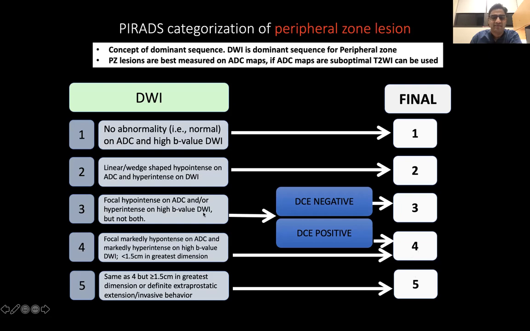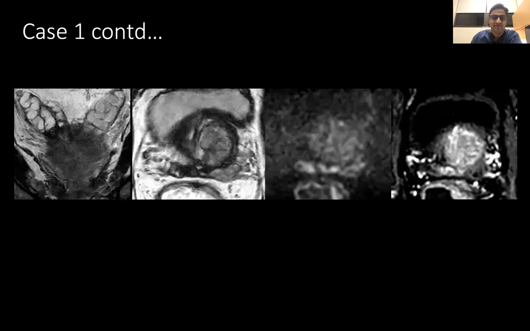The only time it gets bumped up is when the PI-RADS diffusion weighted category score is 3. When the DCE is positive, that's the only time it gets bumped up. So it's important to have very good quality diffusion weighted imaging, especially for the peripheral zone tumors.